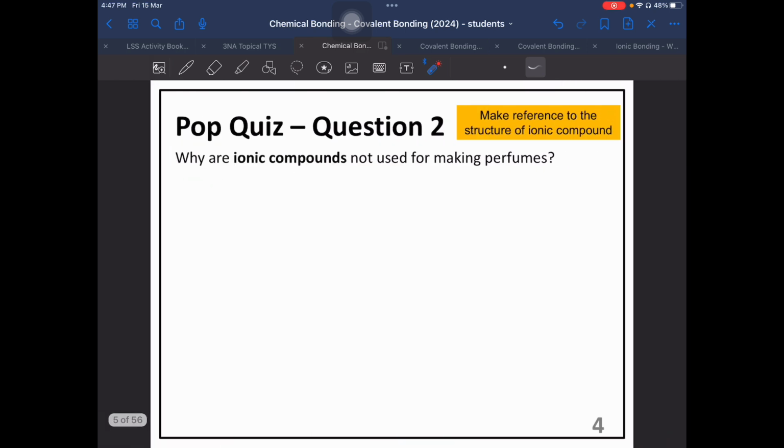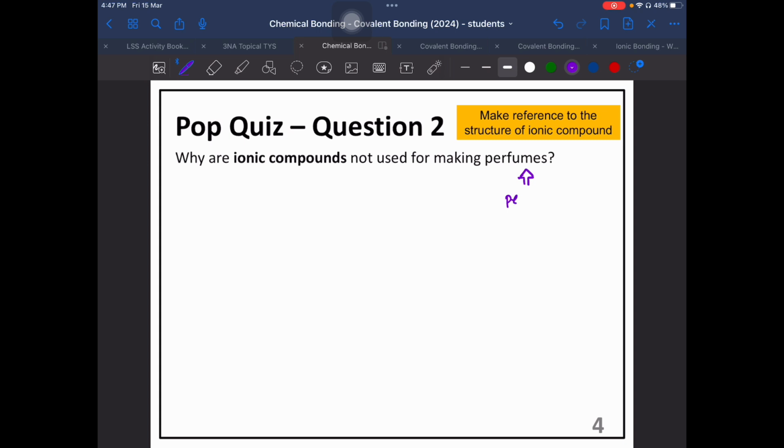The second pop quiz question is asking, why are ionic compounds not used to make perfumes? Okay, questions like this are very common, right? Especially in the pure chem syllabus, getting students to think a bit more than just memorizing some of the properties. So in order to address this question, you need to first understand what is important for a perfume, in terms of the chemicals used to make a perfume, for it to actually work. So I'll give you some pointers over here, then you can try to explain this based on your best understanding.